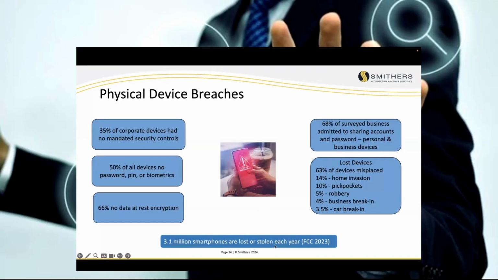I'm not sure I believe this number. I think it's higher, but essentially the FCC put out that in 2023, about 3.1 million cell phones are lost every year. I find that a little hard to believe, given that there are 312 million cell phones at any given time. This is 1%. I'm not sure I believe this number, but it's at least the best number we've got.